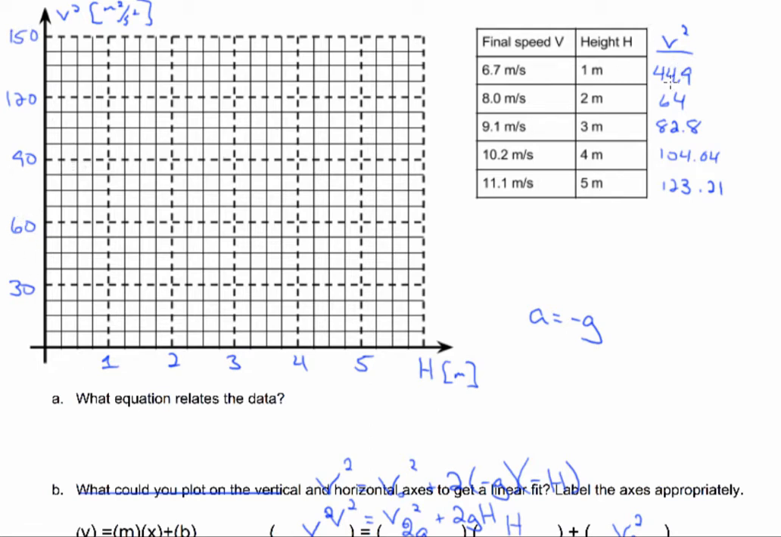Let's just see here. So at 1 meter, it should be 44.9. Let's say the way these divisions are, that would be 45. Oh, so that's almost exactly right here. That worked out nice for me. Boom, that's one data point.